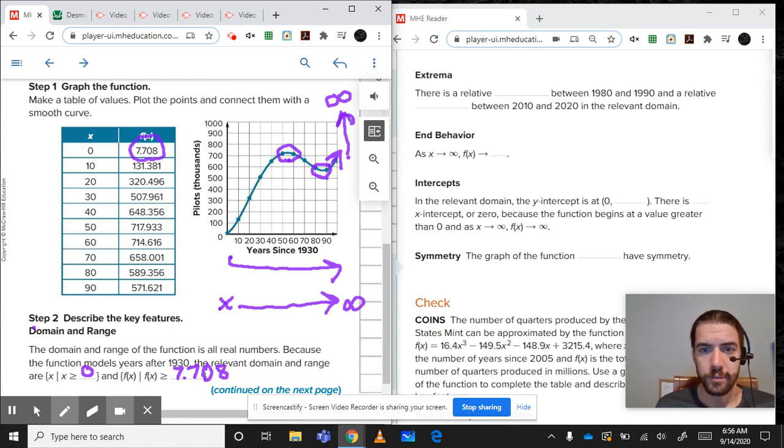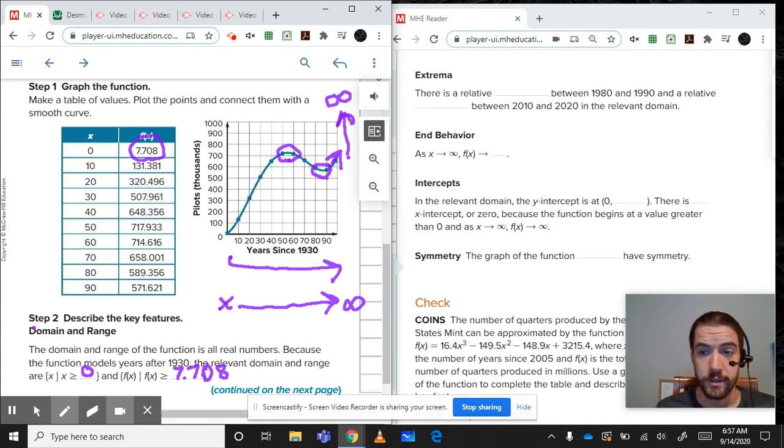Intercepts. In the relevant domain, the y-intercept is at (0, 7.708). So that's that starting value. That is our y-intercept. There is no x-intercept, or zero, because the function begins at a value greater than 0, and as x increases, the function increases. So we were never down at a value of 0, and we only increased from there. We came back down for a moment, but then we increased. We never had an x-intercept on this graph.